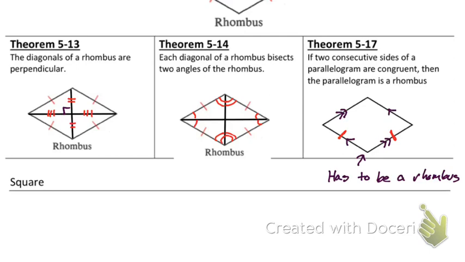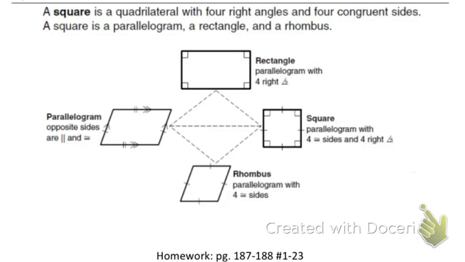All right, we just have one more super guy. That is a square. A square is everything. It's a parallelogram, it's a rectangle, and it's also a rhombus. So every theorem that works for a parallelogram works for a square. Every theorem that works for a rectangle works for a square. Everything that works for a rhombus works for a square.